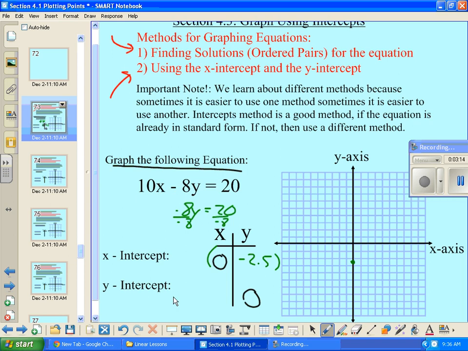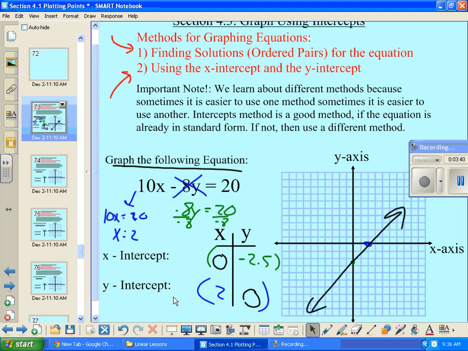So if I put in 0 for y, 8 times 0 gives me 0. Again, that part of the equation essentially is just going to cancel out. And all I'll be left with is 10x equals 20. If I solve that equation by dividing both sides by 10, I get x equals 2. So my x-intercept is now (2, 0). I go over 2, up or down 0. There's my point. I draw a line through both those points.